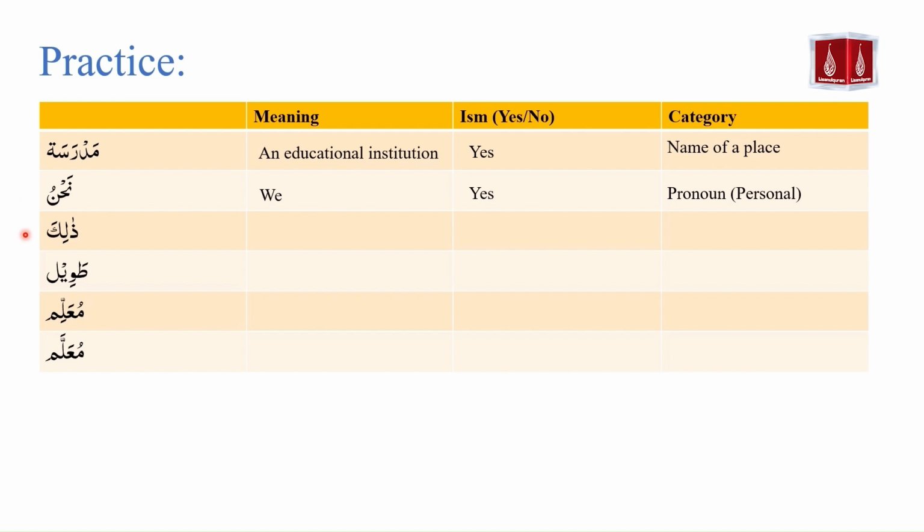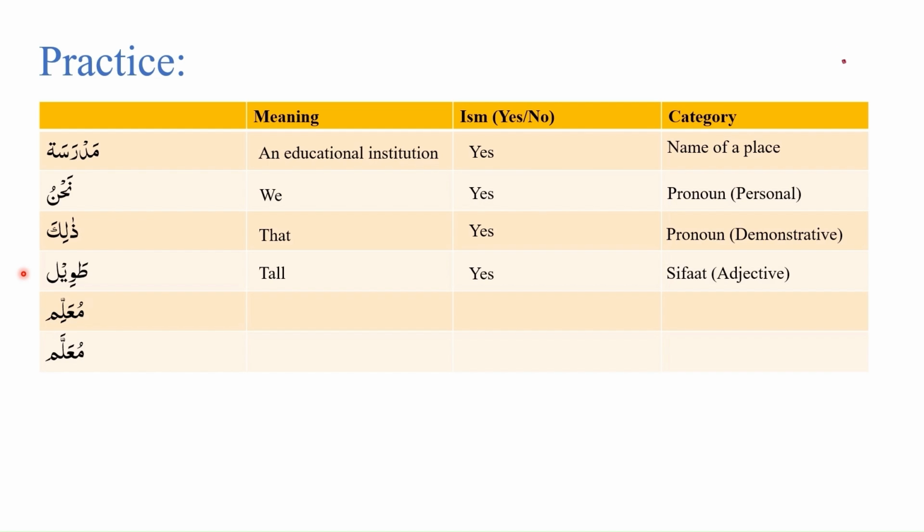The third word is zalika. The meaning of zalika is that. Is zalika an ism? Yes, it is. Why is zalika an ism? Because it is a demonstrative pronoun. The fourth word is tawil. The meaning of tawil is tall. Is tawil an ism? Yes. Why is tawil an ism? Because it is a sifat. It is an attribute. So far we have looked at examples of ism where it is the name of a place, or it is a pronoun, or it is a sifat.